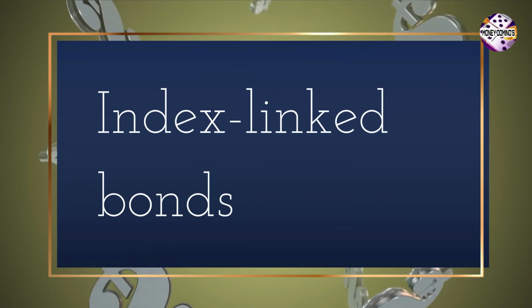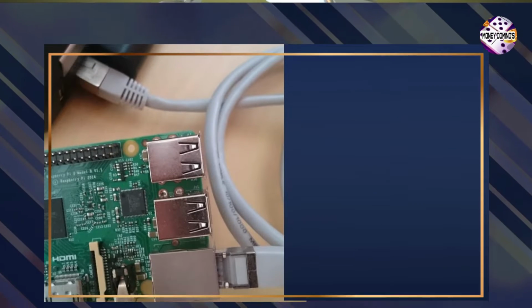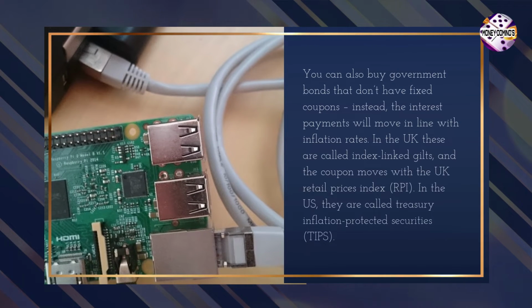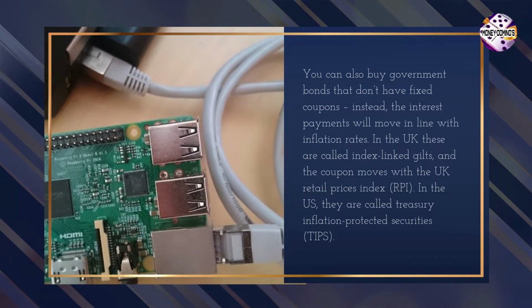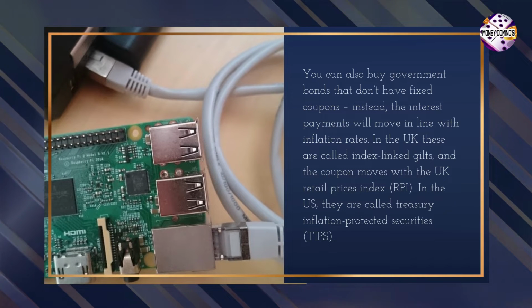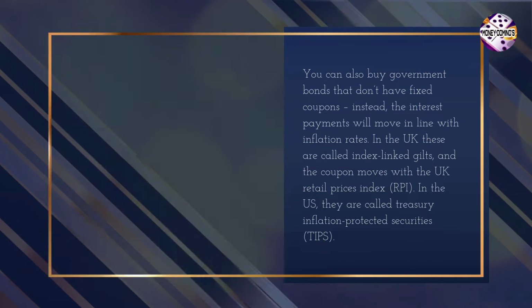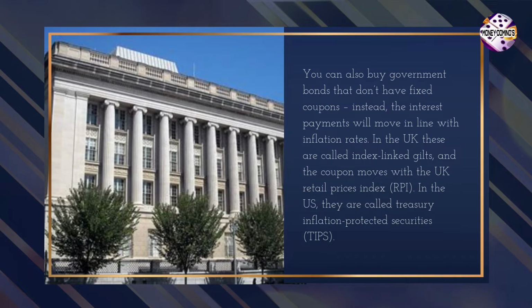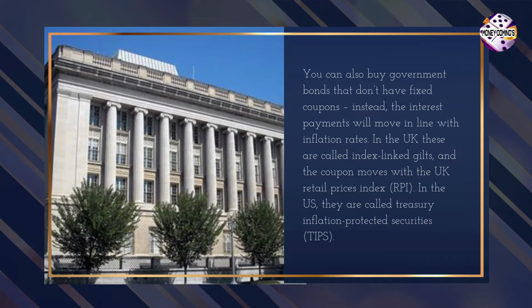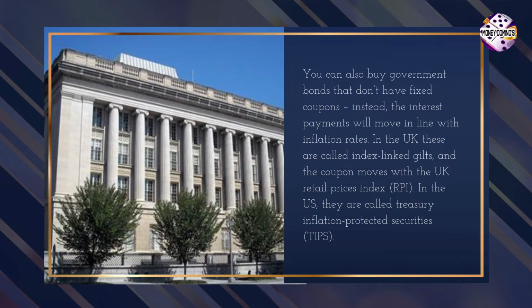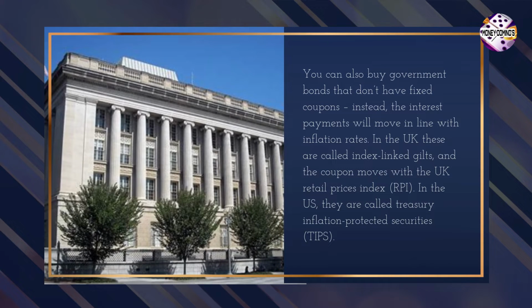Index-linked bonds. You can also buy government bonds that don't have fixed coupons. Instead, the interest payments will move in line with inflation rates. In the UK these are called index-linked gilts, and the coupon moves with the UK Retail Prices Index, RPI. In the US, they are called Treasury Inflation Protected Securities, TIPS.